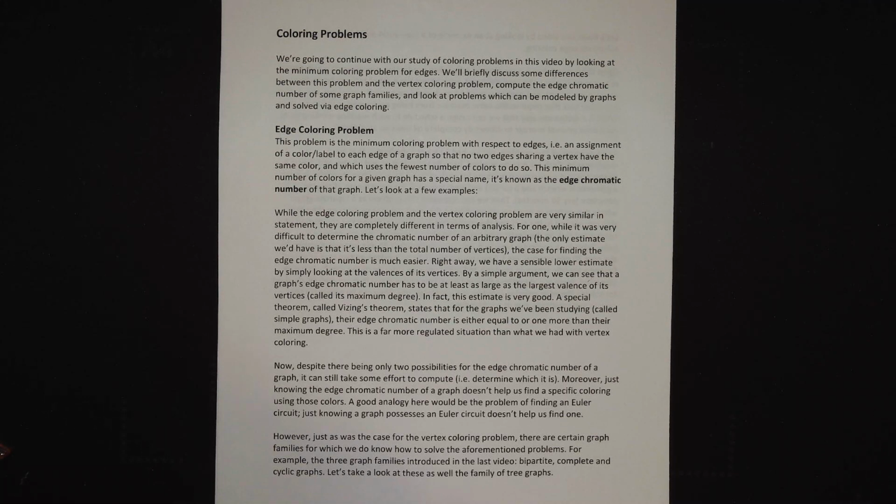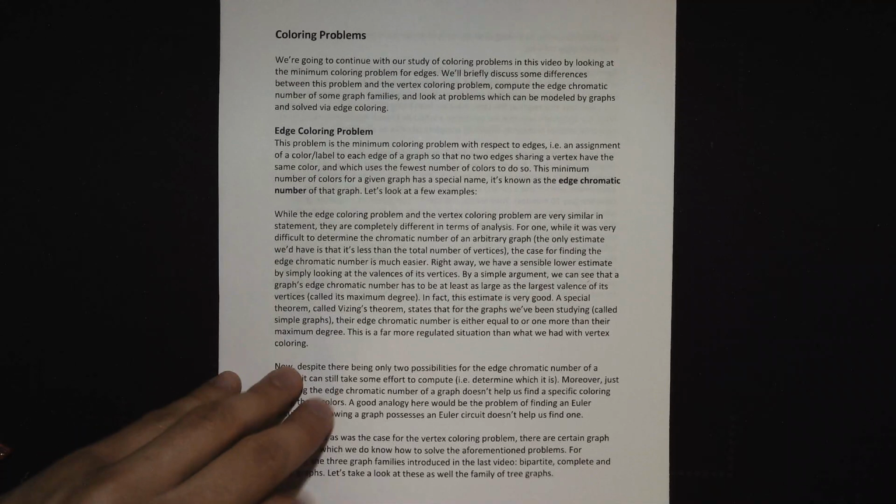So I just want you to realize that this is just a particular instance of that general type of problem. This minimum number of colors for a given graph has a special name. It's known as the edge chromatic number of that graph. So let's look at a few examples.